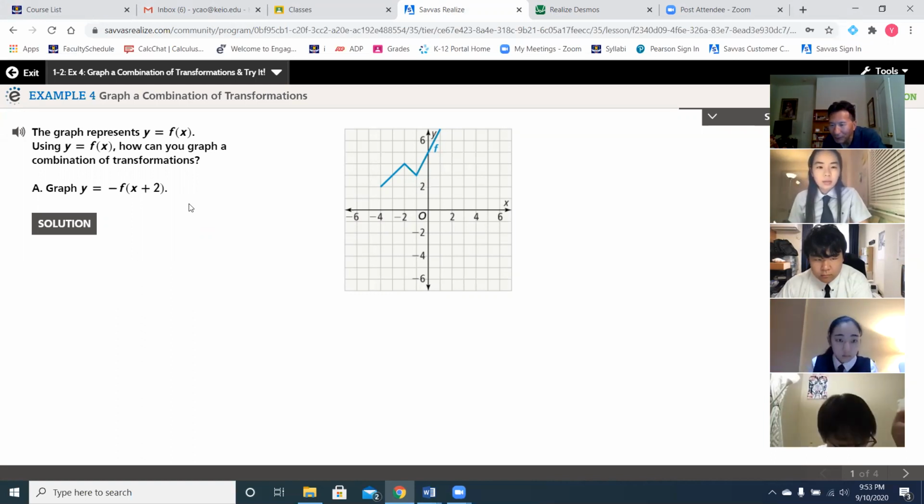Mayuka, do you have an answer for me? So you first need to flip by the y-axis. By the y-axis? You see, that's negative. If it's here, your negative got here, right?